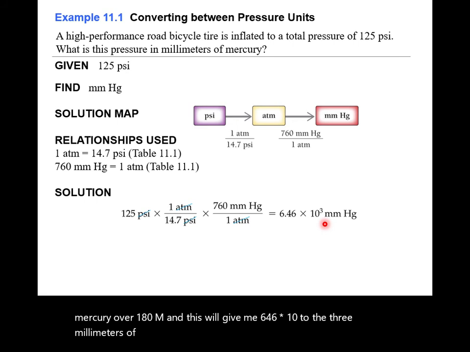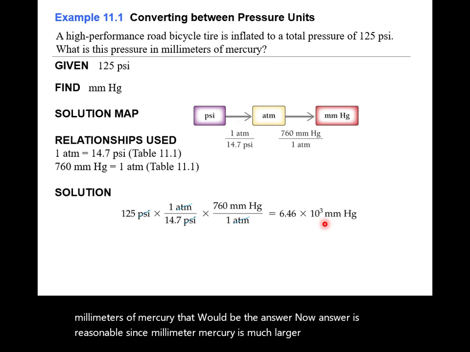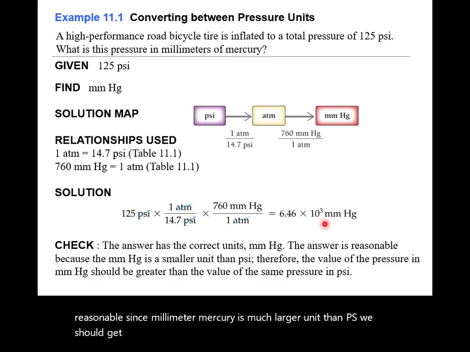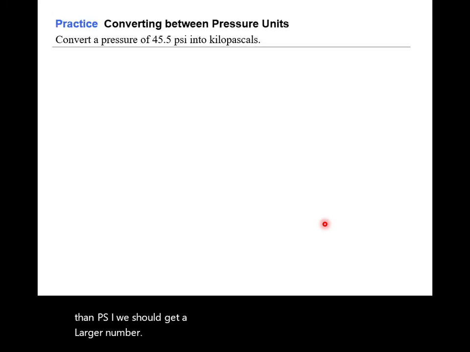Now, is our answer reasonable? Since millimeter of mercury is a much smaller unit than psi, we should get a larger number. All right, now you try this one. Pause the video, then look at the answer.